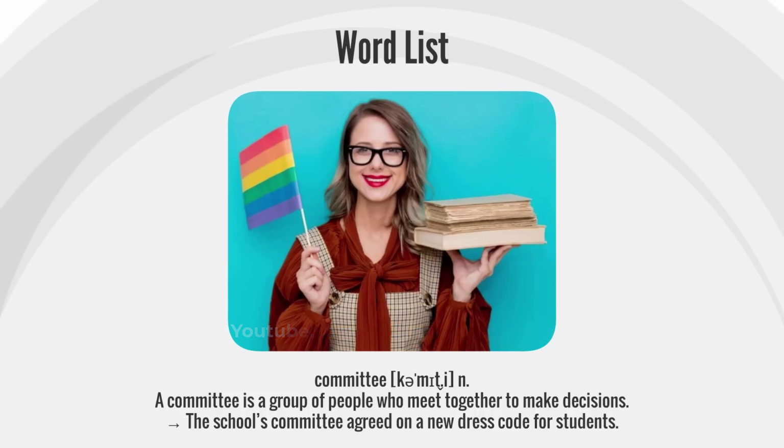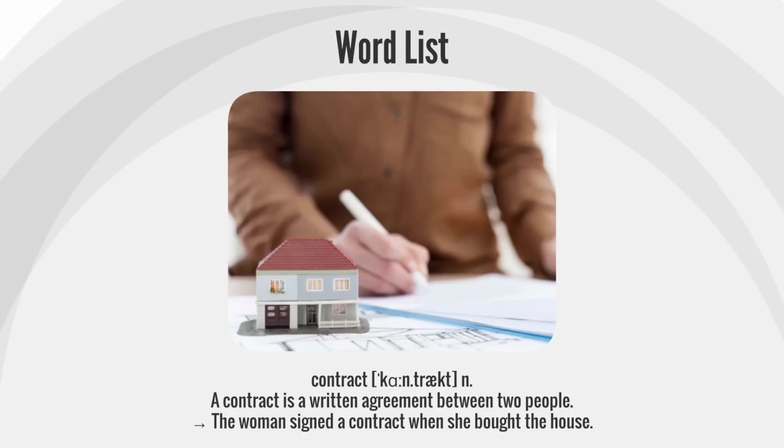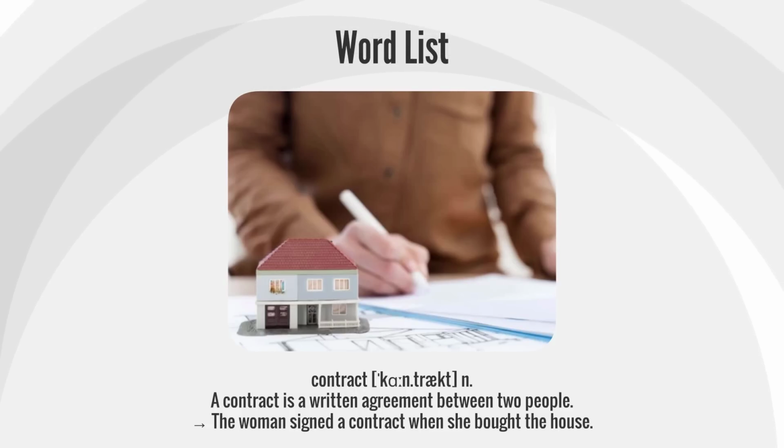Committee. A committee is a group of people who meet together to make decisions. The school's committee agreed on a new dress code for students. Contract. A contract is a written agreement between two people. The woman signed a contract when she bought the house.